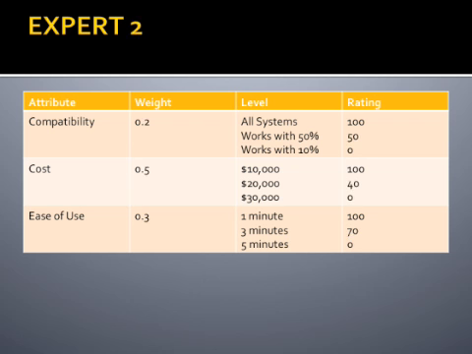This next chart demonstrates the preferences of the second expert, the Chief Financial Officer of a large suburban medical center. After one-on-one interviews, the analyst learned that cost is the highest preference for the CFO, with an attribute weight of 0.5. Ease of use followed with a weight of 0.3, and compatibility was ranked last at 0.2.